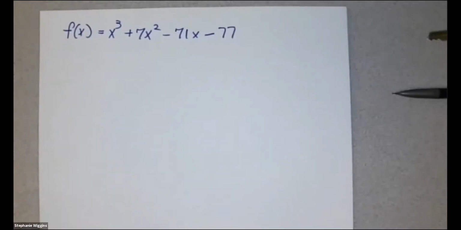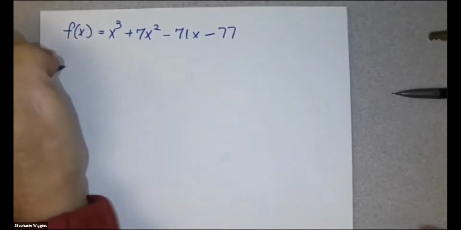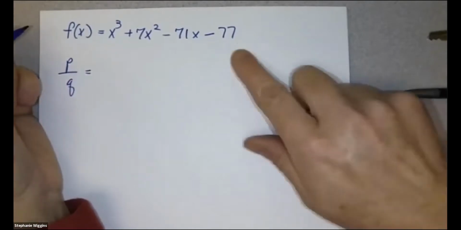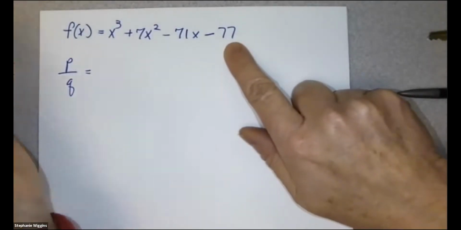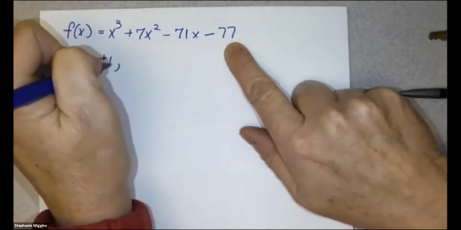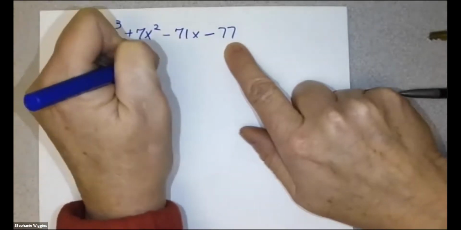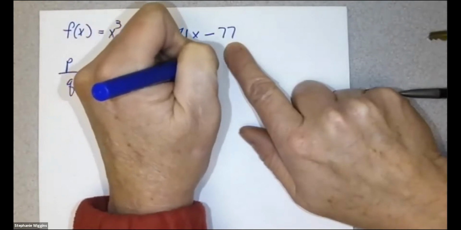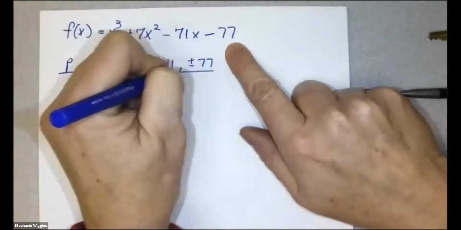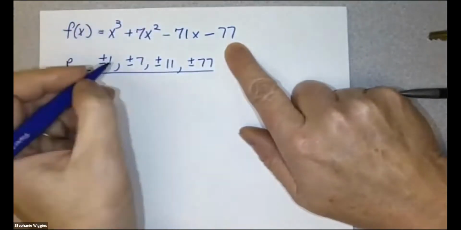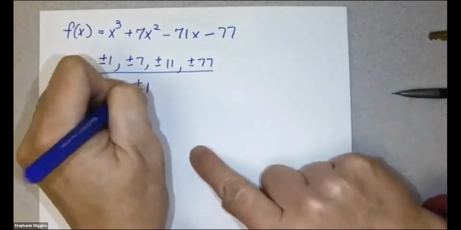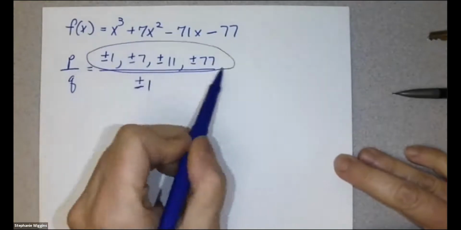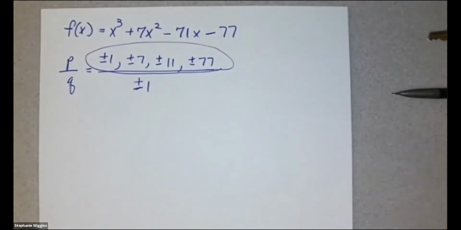Okay, the first step is to list the rational zeros. So P over Q: the factors of 77 are plus or minus 1, plus or minus 7, plus or minus 11, and plus or minus 77. And then Q, the factors of the leading coefficient, are plus or minus 1. So these are the possible rational zeros.